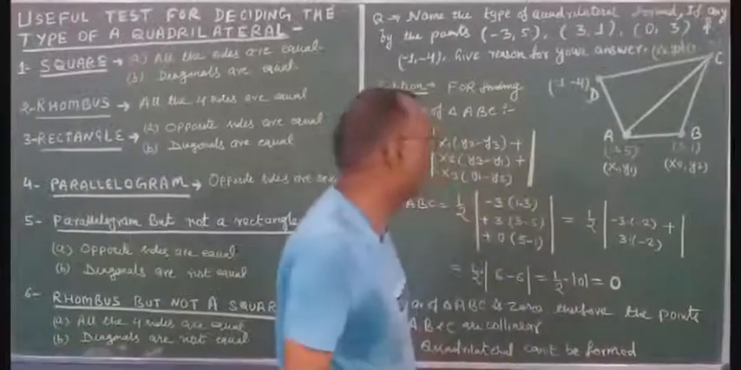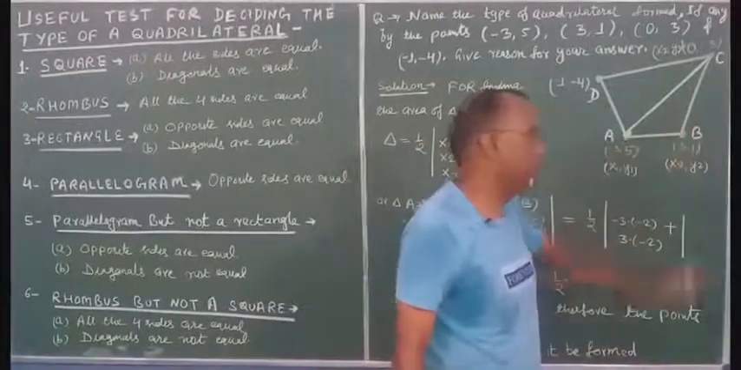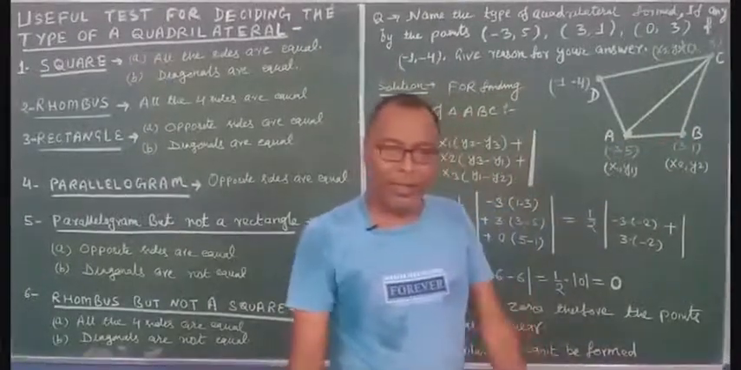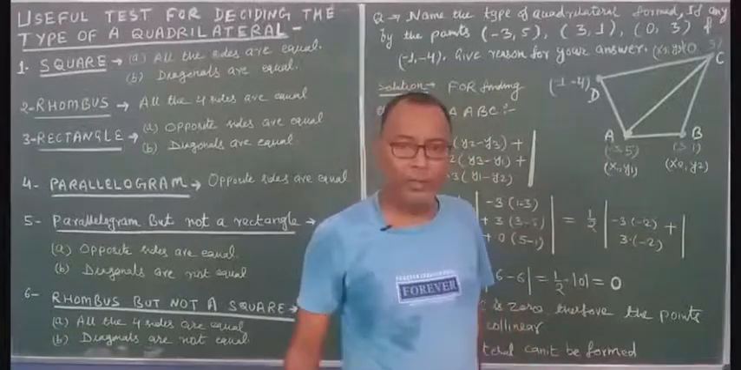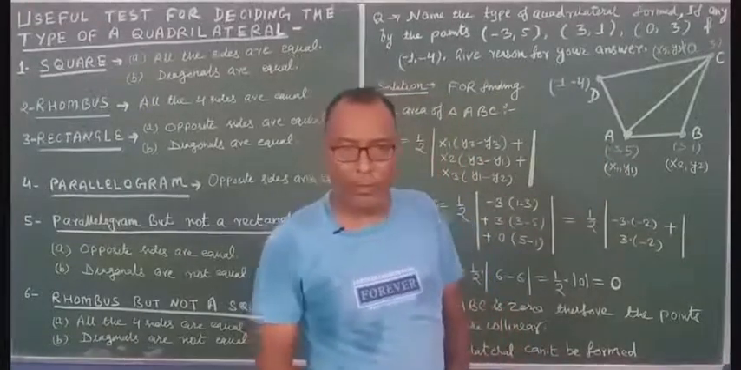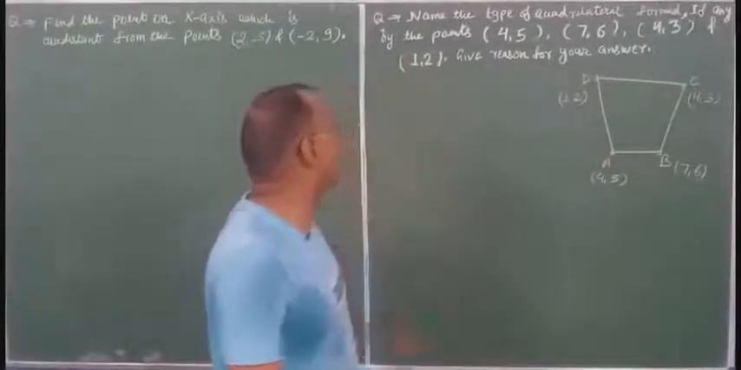Is it okay? If these 3 points A, B and C are in a straight line, collinear means they are in a straight line, so there is no quadrilateral. There is no quadrilateral. Is it okay? So now just look at this question.